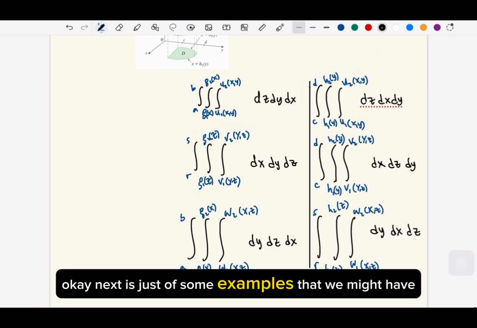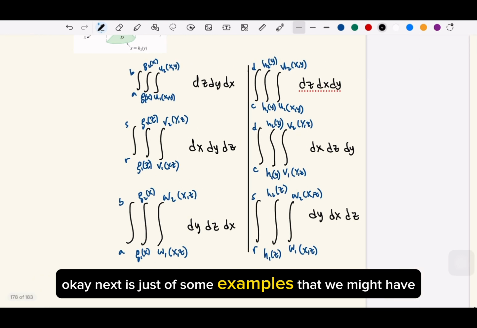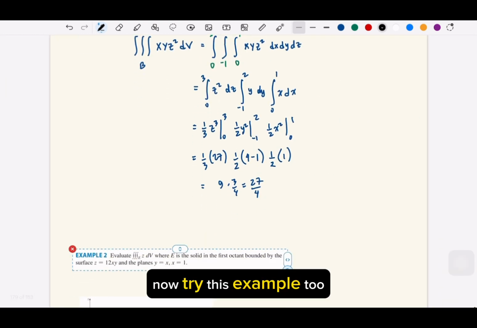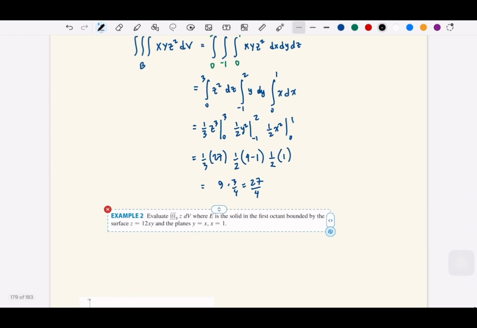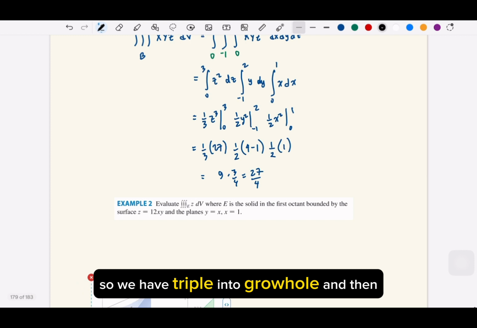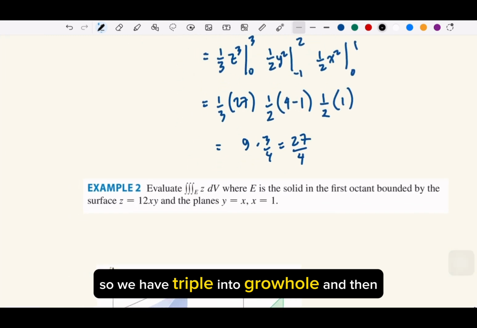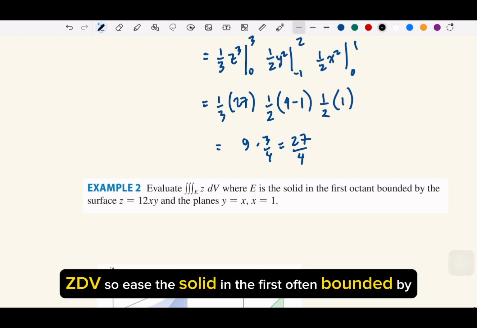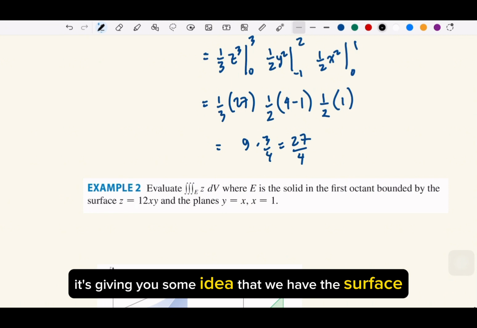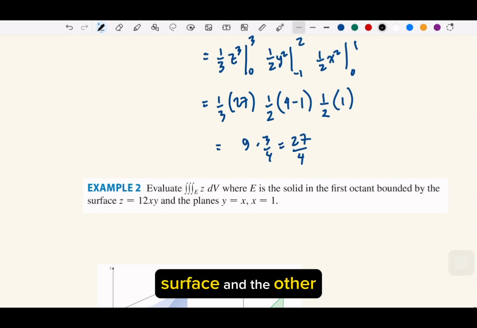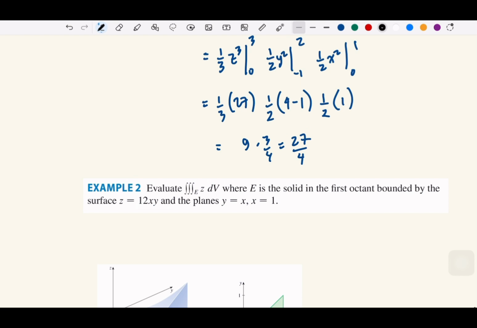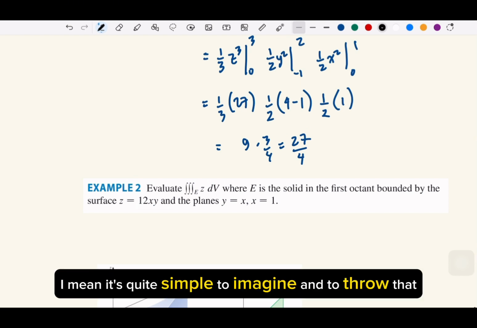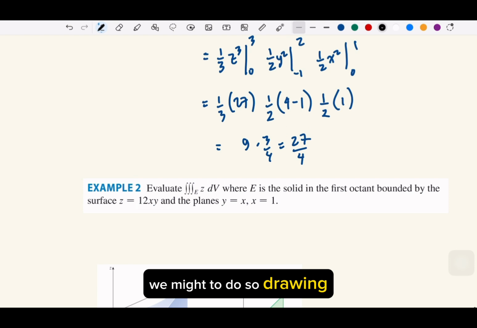Okay, next are some examples that we might have. This is an example that we have done. Now try this example 2. We have a triple integral, the solid is E, and it is going to be z dv. E is the solid in the first octant, bounded by the surface given there, and the other boundaries will be the planes y equals x and x equals 1.